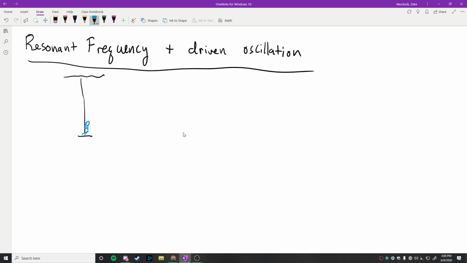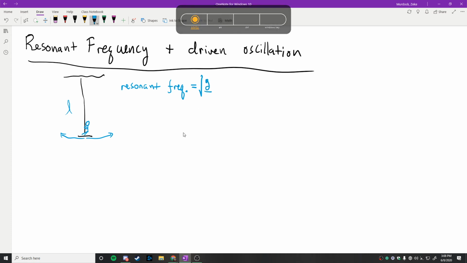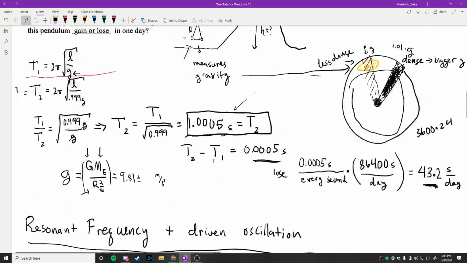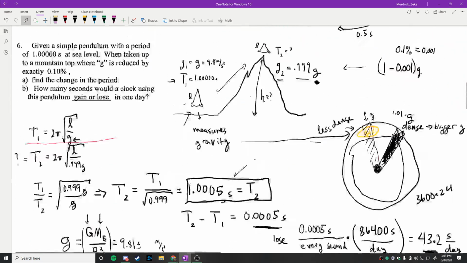Now, resonant frequency means the frequency at which the system naturally wants to oscillate. So if this is an object that has a length L and it's subject to the Earth's gravitational field, then if this person is swinging back and forth, the so-called resonant frequency of this system is just what we calculated a second ago. It's going to be equal to the square root of g over L. That's what we call the resonant frequency.